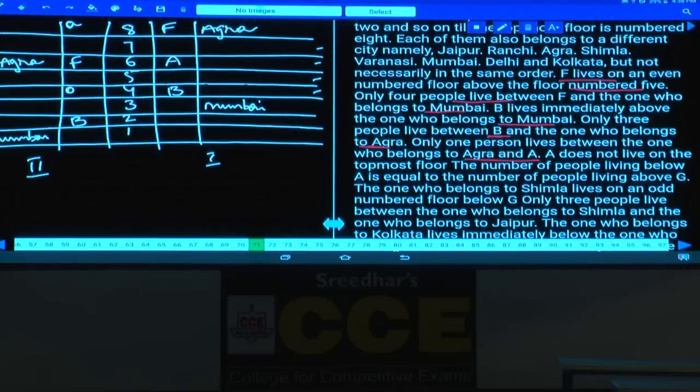There are 2 possibilities in case 2. Isn't it? A can be either on 8th floor or on the 4th floor. A does not live on the topmost floor. As A does not live on the topmost floor, hence A must be on floor number 4. A is on floor number 4. And the number of people living below A is equal to the number of people living above G.